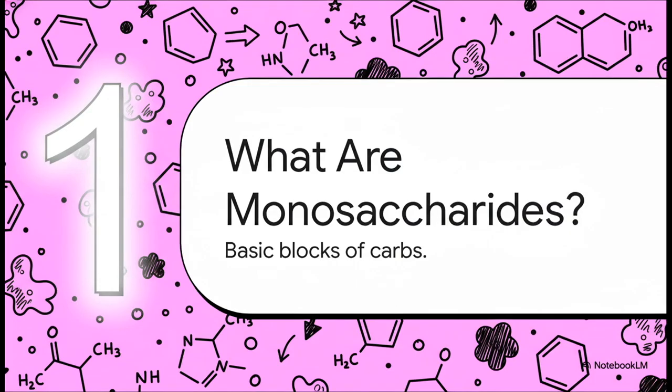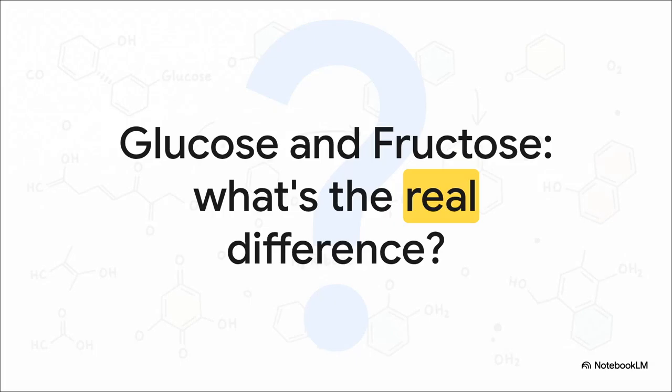Section 1. What in the world are monosaccharides? Okay, you've for sure heard of glucose and fructose, right? Glucose is like the main fuel for our bodies, and fructose is that sugar we find in fruit. But here is the thing that'll blow your mind. They have the exact same chemical formula, C6H12O6. So how can they be different? What is going on here? Well, that's the puzzle we're about to solve.